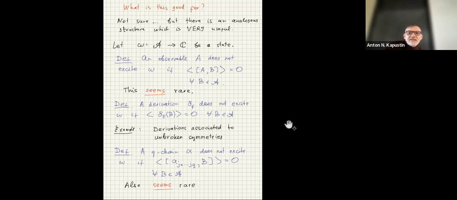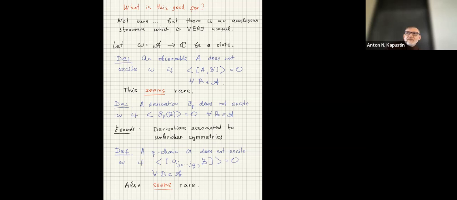Well, for some particular states. Similarly, derivations: it doesn't excite the state if you have this kind of condition. Again, that is more familiar to physicists, because that's the kind of thing you say when your symmetry corresponding to the derivation is not spontaneously broken. So if your F is just a charge operator, then this is precisely what it means for the state omega not to break U(1) spontaneously.